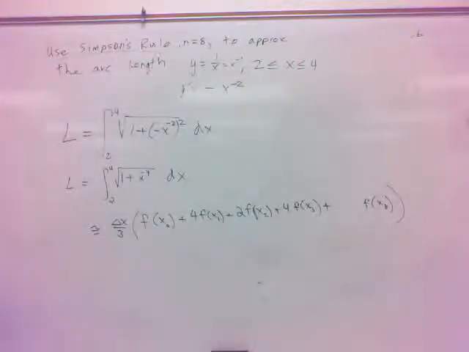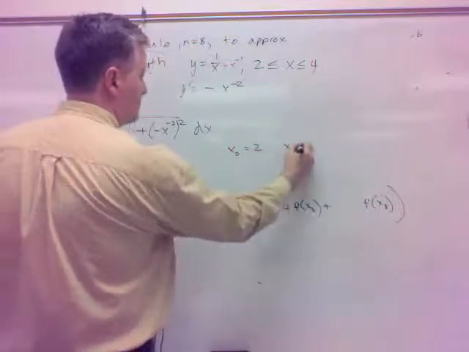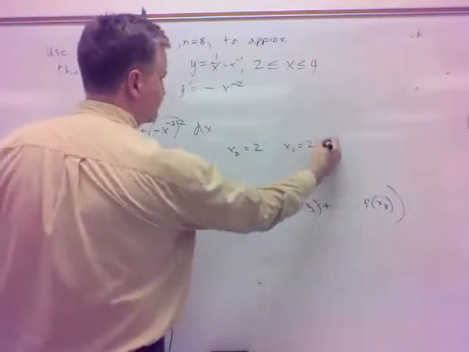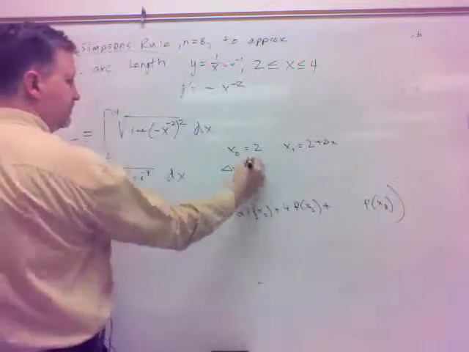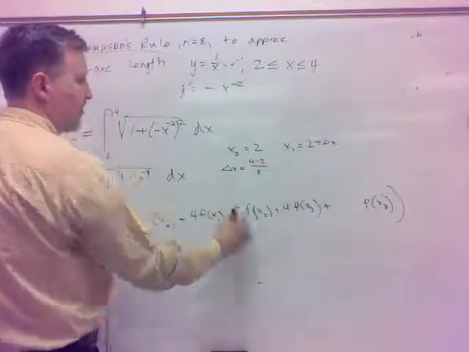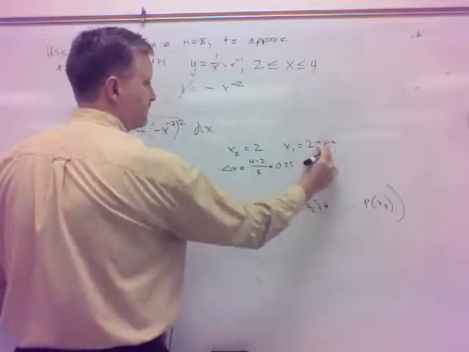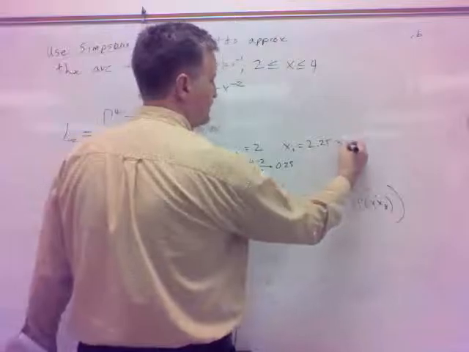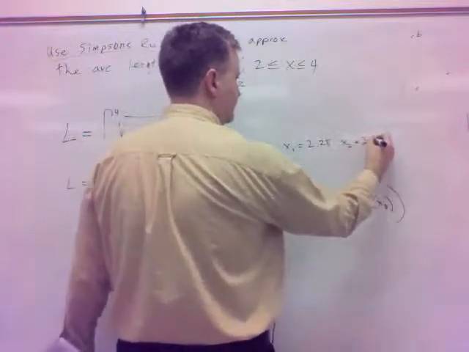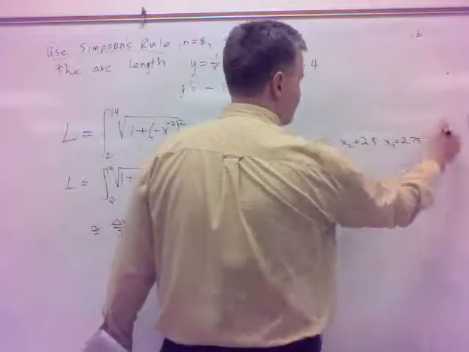So what are my x sub 0s? Well, x sub 0 is 2. x sub 1 would be 2 plus delta x, and delta x is b minus a over n. So it's a fourth, 0.25. So this would be 2.25. x sub 2 is 2.5. x sub 3 is 2.75. And so on, right?